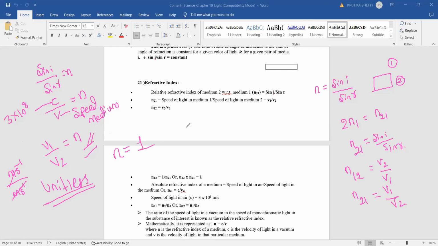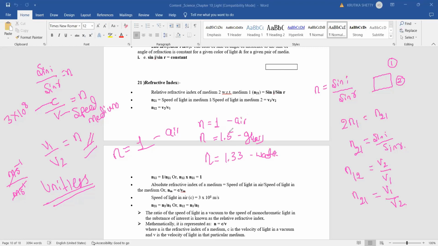If you see for air, the refractive index is 1. So for air, the refractive index value is 1. Similarly, the refractive index for glass is 1.5. This is for glass. The refractive index for water is 1.33. This is for water. Getting?